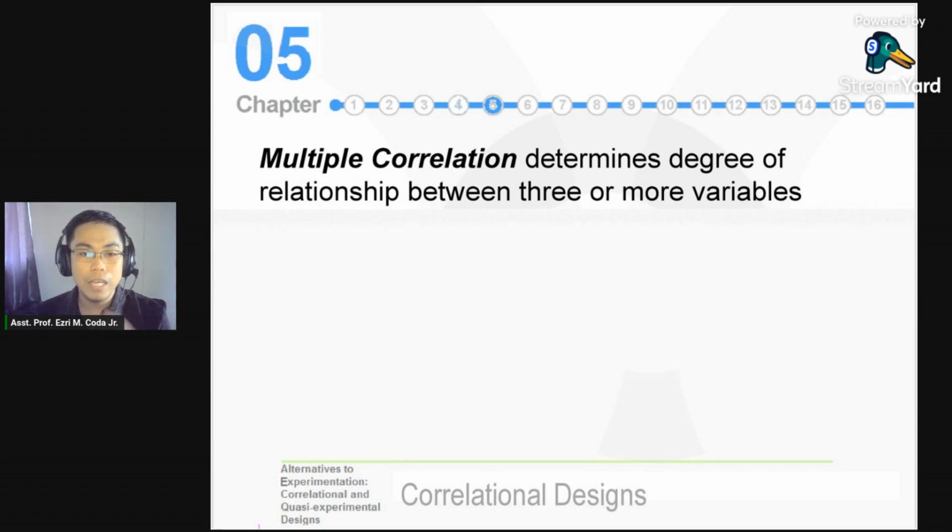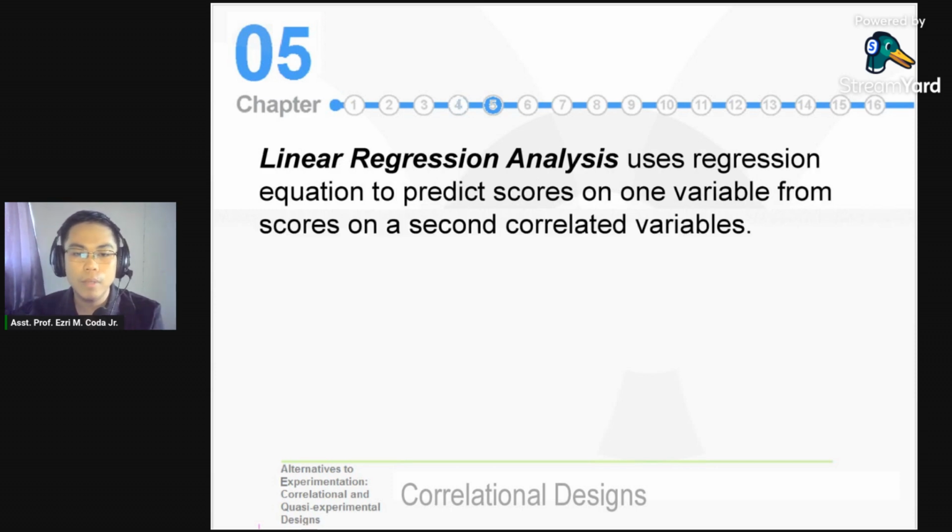We also have what we call multiple correlation. Multiple correlation means that you have a lot of variables, three or more variables. Simply that. We also have linear regression analysis, because in correlation we are trying to correlate variables, of course the IV and DV, and in multiple correlation, multiple variables.